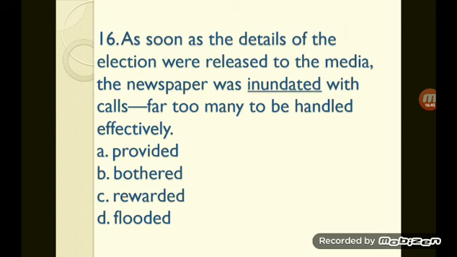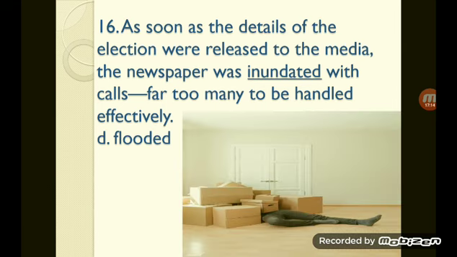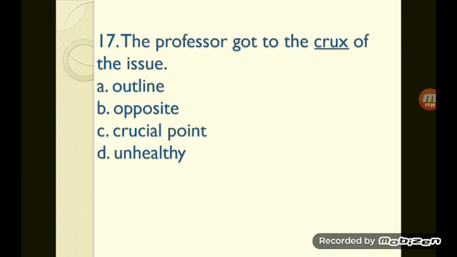Number 16. As soon as the details of the election were released to the media, the newspaper was inundated with calls. Far too many. Too many calls means there were a lot. There was a deluge of calls. So many calls that they could not handle the calls effectively. So flooded. They were flooded with calls. So this person is inundated by the work. Flooded.